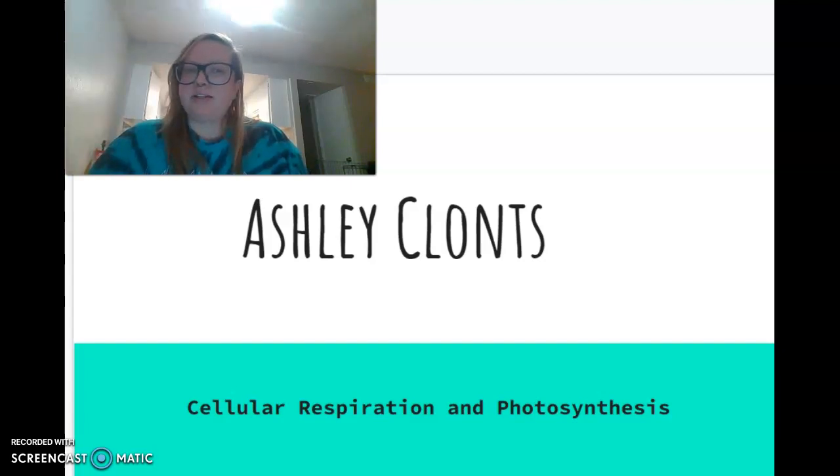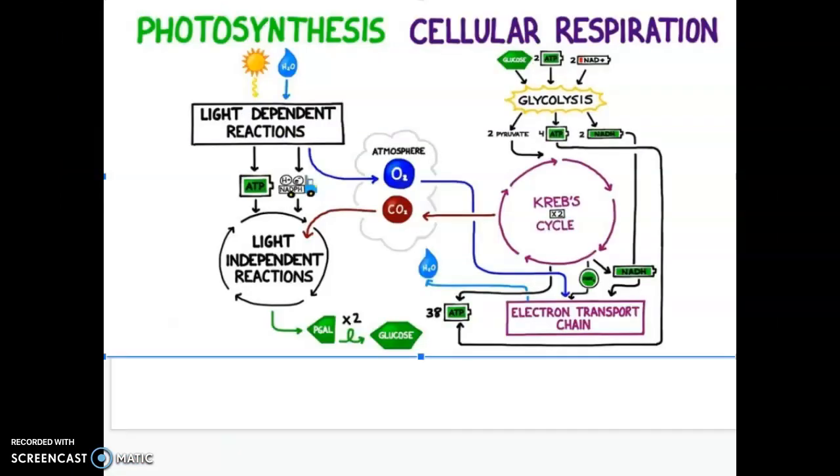I'm Ashley, and today I'll be discussing the process of photosynthesis and cellular respiration and how they both go hand in hand. Photosynthesis and cellular respiration both complement each other by their biochemical reactions. Photosynthesis requires the products of respiration, while respiration requires the products of photosynthesis. Together, these reactions allow cells to make and store energy and help regulate atmospheric concentrations of carbon dioxide and oxygen.